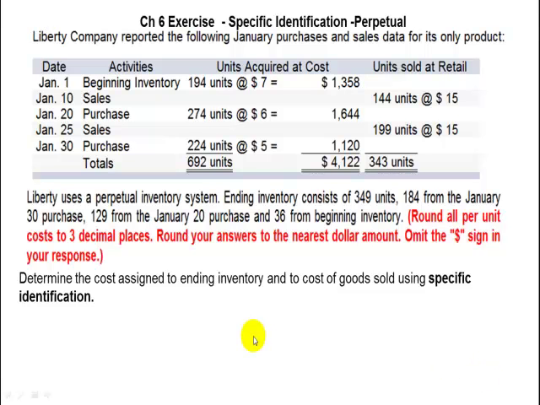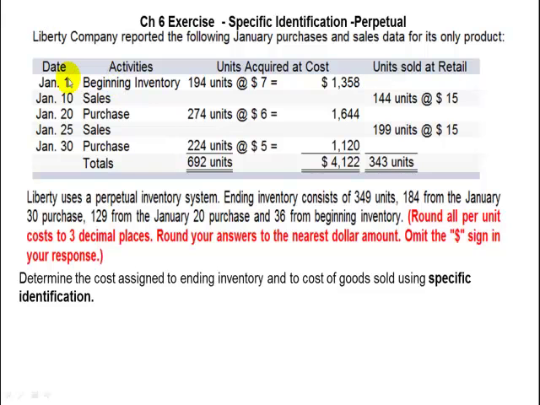Okay, we're in Chapter 6, and this is a four-part exercise. We're going to be talking about perpetual inventory systems, which are inventory systems where you know exactly what you have in your inventory at all times, because as soon as you sell something, it takes it right out of inventory. It's like inventory is constantly being updated with every sale. So the first one of these four methods, part one of this problem, is specific identification.